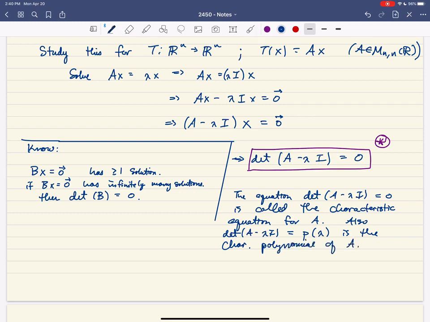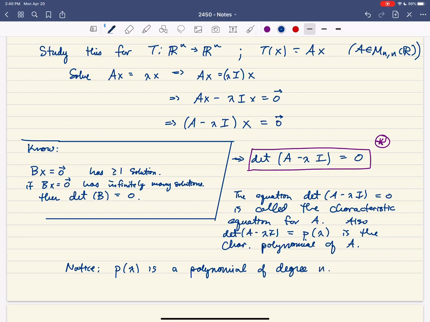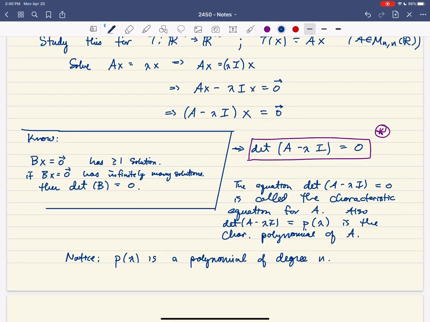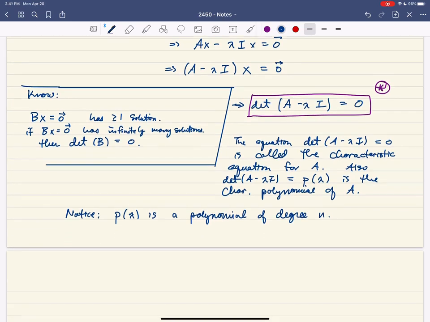And I want you to notice that the characteristic polynomial is a polynomial with variable lambda of degree n. And so if we want to figure out solutions and when this polynomial is equal to 0, we know that we'll have at most n solutions. So this tells us that A has at most n different eigenvalues.